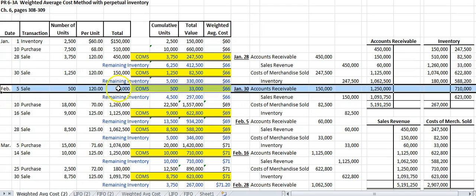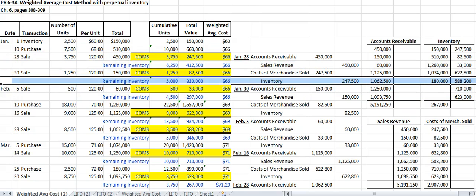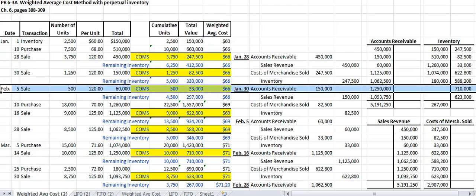Okay, so we have another sale here of 500. Again, you roll this inventory down. You had 6,250, weighted average cost of 66. You sold 1,250, so now you have 5,000 remaining, weighted average cost of 66 for a total value of 330,000. Did I explain this one? No. This one, February 5, another 500 units sold at 120, so we have $60,000 sold.